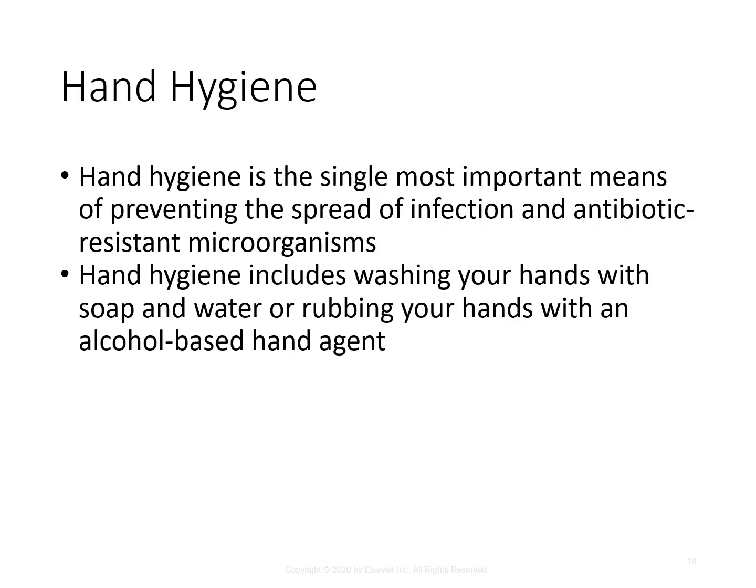Hand hygiene. This is the most important means of preventing the spread of infection and antibiotic-resistant microorganisms. Hand hygiene can include washing your hands with soap and water, but it can also include rubbing your hands with an alcohol-based hand sanitizer. In some institutions, an alcohol-based agent may be preferred, but the Clinical Laboratory Standards Institute, or CLSI, guidelines indicate that it should not be used as a substitute for hand washing. Your facility will probably tell you the same, that hand washing is preferred, but you can use hand sanitizer in certain circumstances.